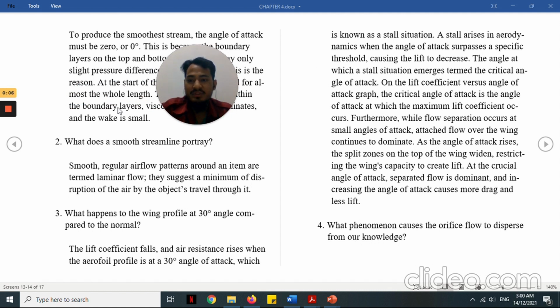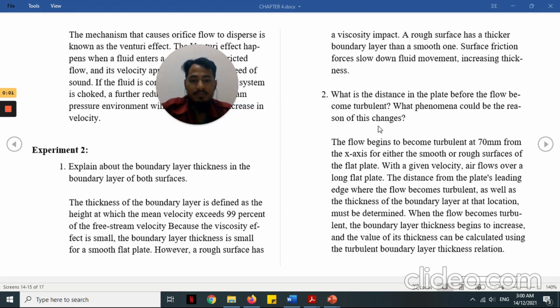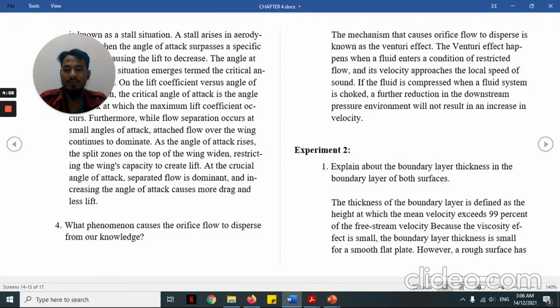What does streamline portray? Next, experiment 2. Next, we go to question number 4 of the discussion. What phenomenon caused the orifice flow to disperse from our knowledge? So the mechanism is known as the Venturi effect. The Venturi effect happens when the fluid enters a condition of restricted flow and its velocity approaches the local speed of sound. If the fluid is compressed when a fluid system is choked, a further reduction in downstream pressure will not result in an increase in velocity.